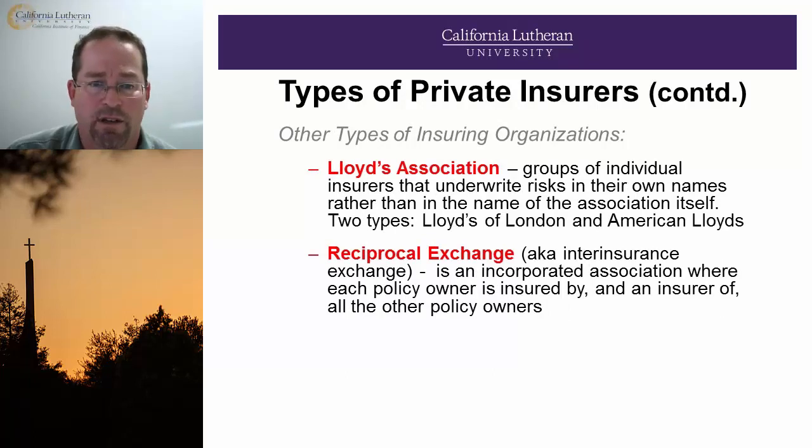Other types of insuring organizations. One is a Lloyd's Association, groups of individual insurers that underwrite risks in their own names rather than the name of the association itself. We have two types of Lloyd's associations: Lloyd's of London and American Lloyd's. We also have reciprocal exchanges, also known as an inter-insurance exchange. It's an incorporated association where each policy owner is insured by and an insurer of all the other policy owners.